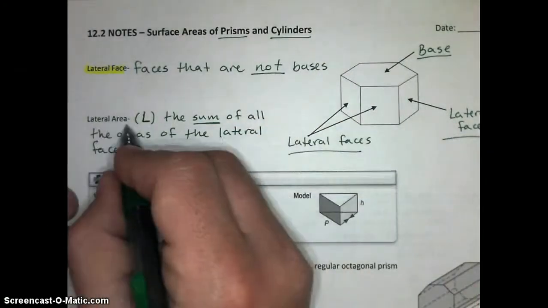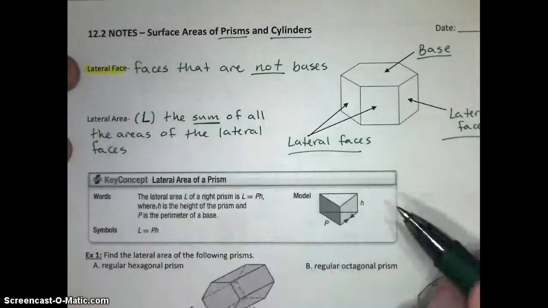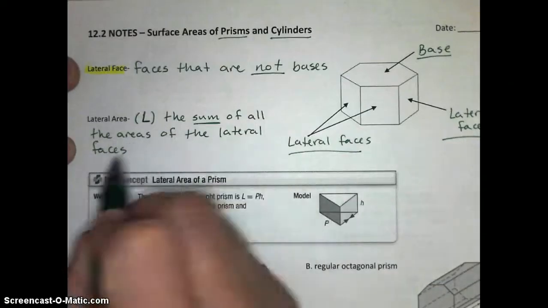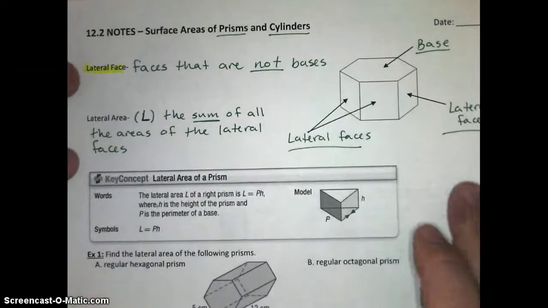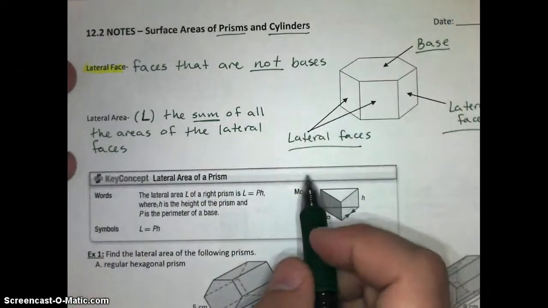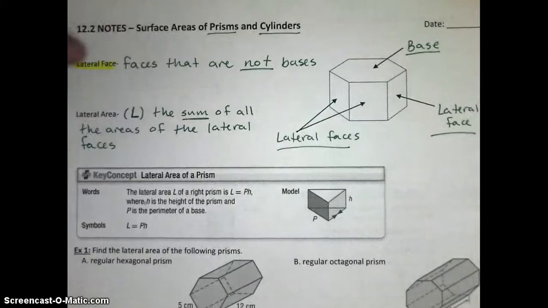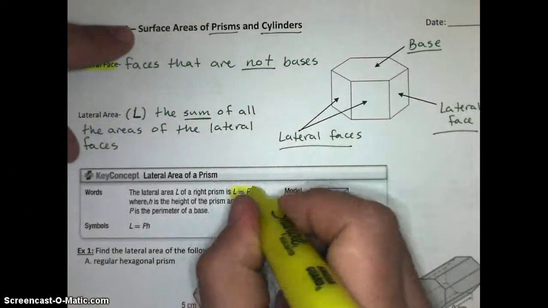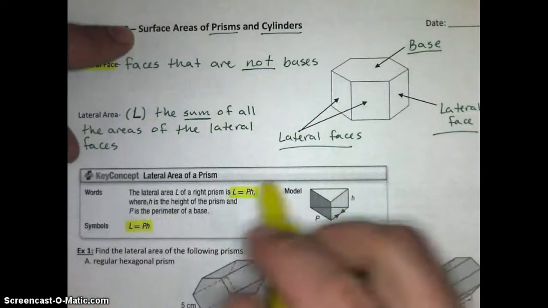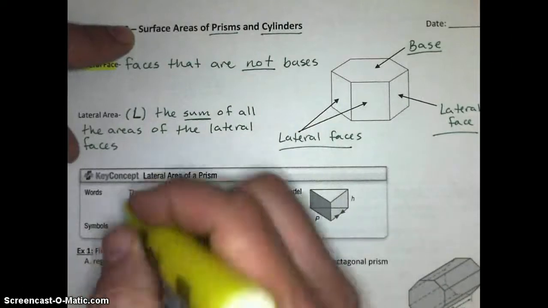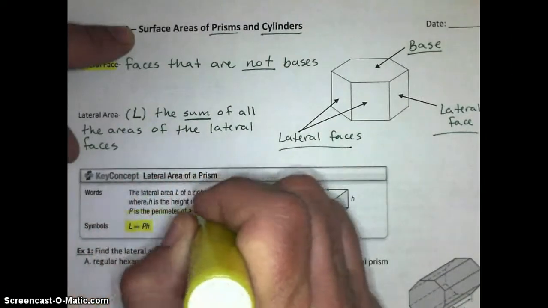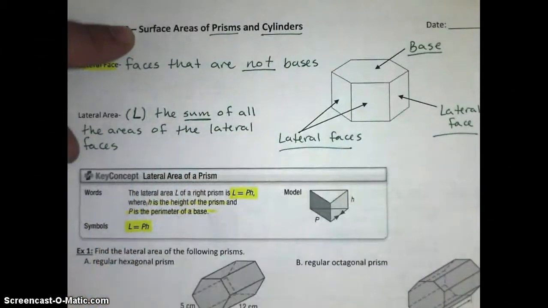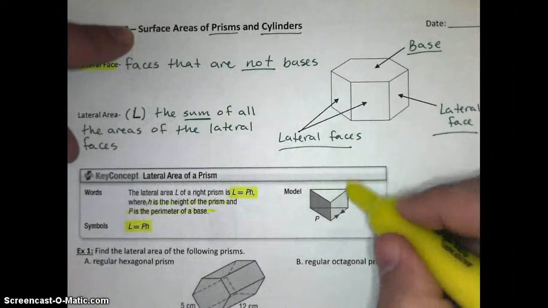So the lateral area is the portion of the surface area that just includes those lateral faces. So it's the sum of all the areas of each lateral face. And we can find what that is this way. Okay, the lateral area of any prism is equal to the perimeter of the base, P is the perimeter of the base, times the height of the prism, H. Okay, perimeter of the base times the height of the prism, H.